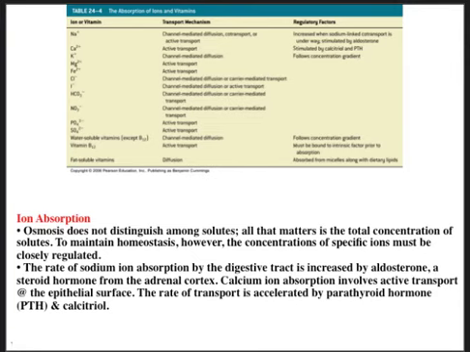The rate of sodium ion absorption by the digestive tract under the influence of aldosterone is closely regulated, right? This is a major component in maintaining what we call membrane potential. Calcium ion absorption involves active transport at the epithelial surface, and the rate is accelerated by the hormone known as parathyroid hormone. Okay, now what organ do you think secretes parathyroid hormone?